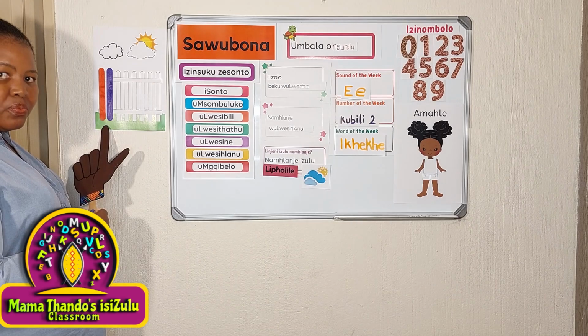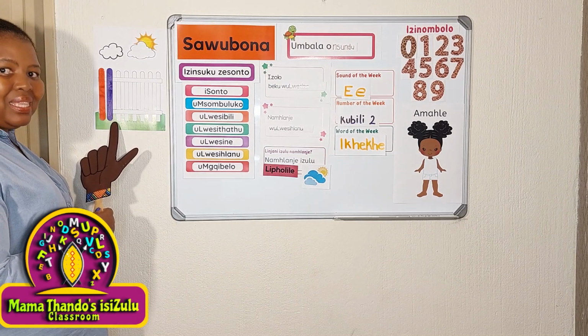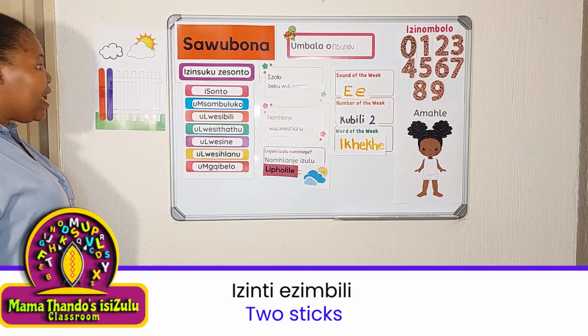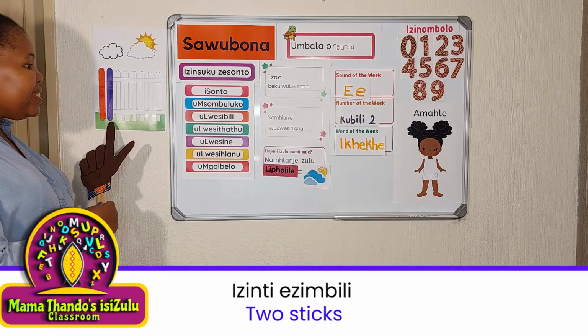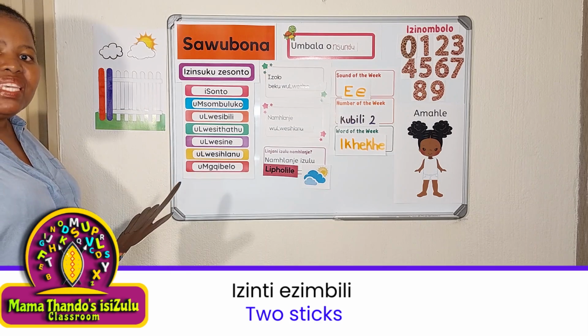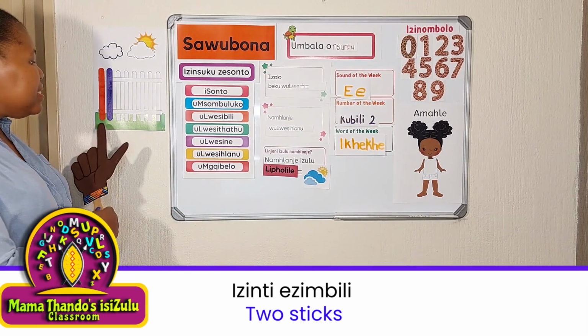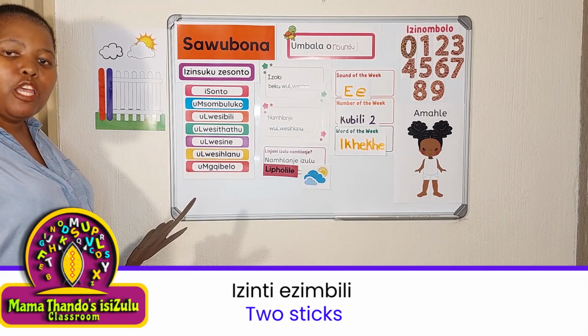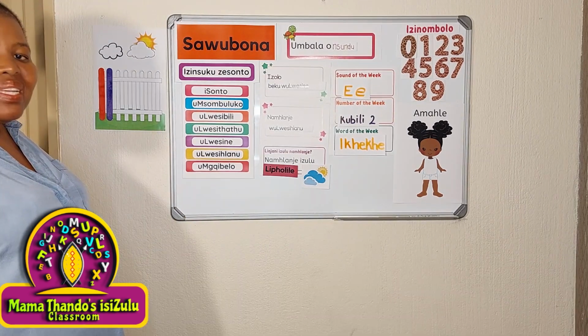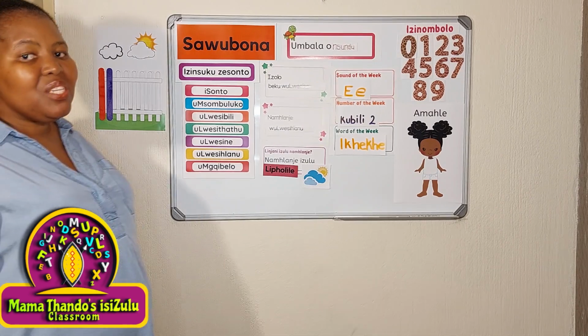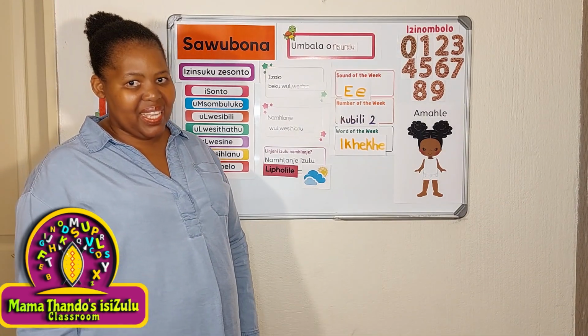Kunye, kubili. We have 2 sticks. Izinti ezimbili. 2 sticks. Ngiyabonga Mngani for helping me to count today.